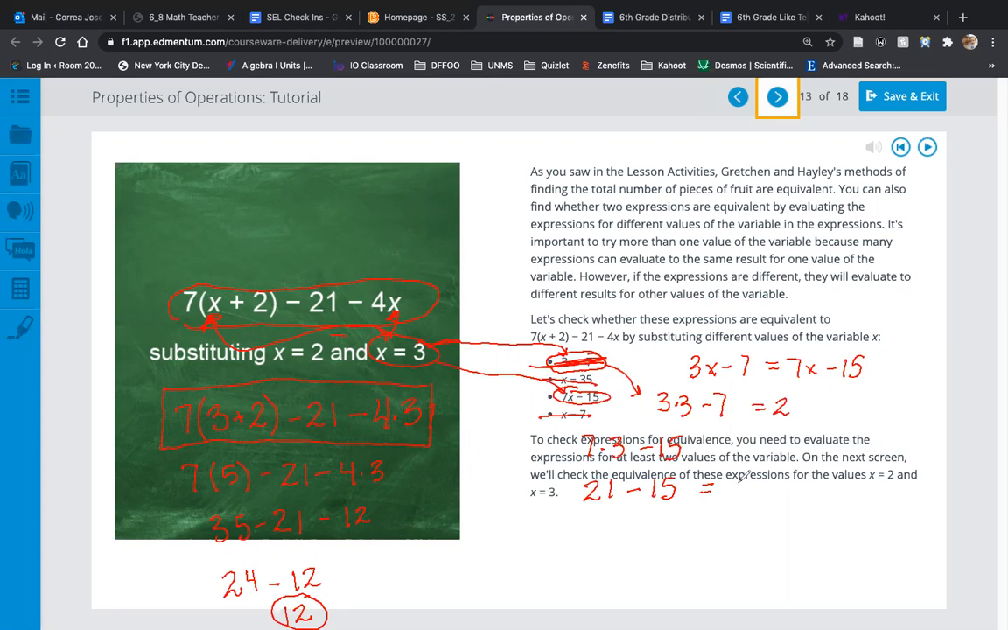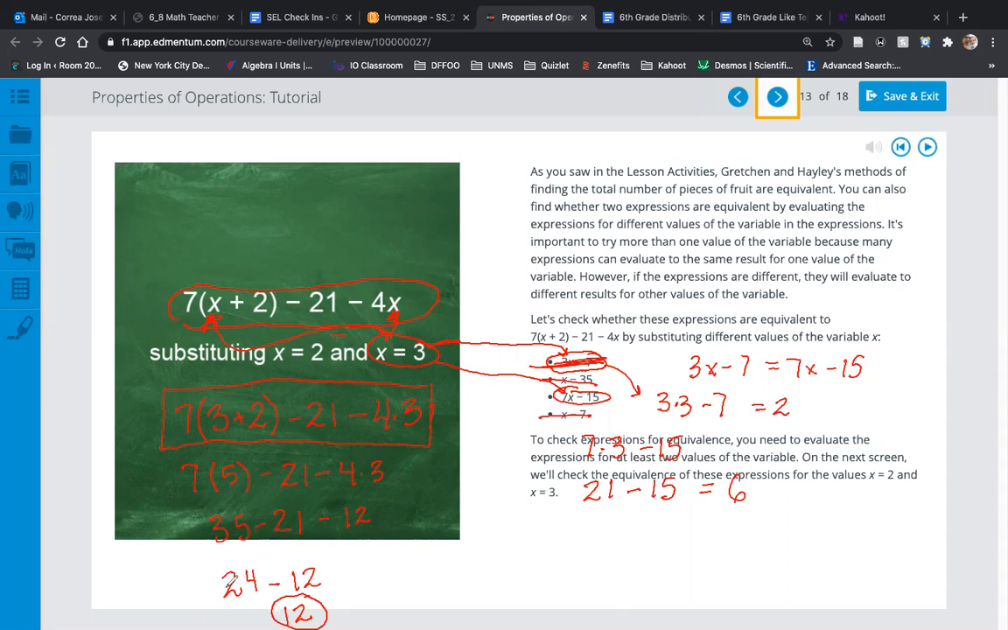Mr. Cray may have done something incorrectly here. So 21 minus 15 is going to give me 6. So let's double check our maths back here, right? 7 times 3 plus 2 minus 21 minus 4 times 3. 3 plus 2, 5. 7 times 5, 35. Minus 21 minus 12. 35 minus 21.